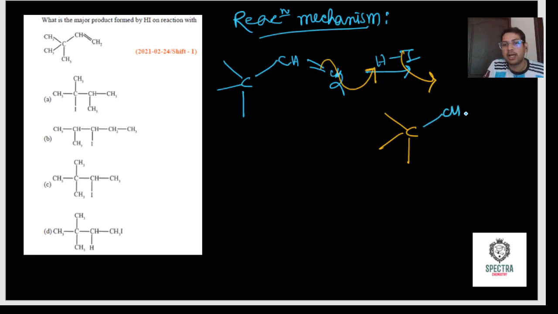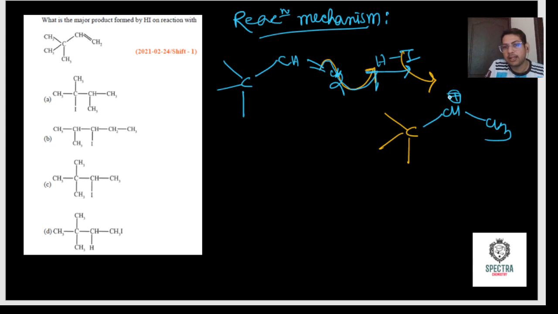So CH, and you are having CH3, and the bond is breaking in this direction. That means in the opposite direction this carbon has a positive charge. Now, previous day also we have solved this type of question, and these are JEE Mains favorite questions. Every time you can get this kind of question.